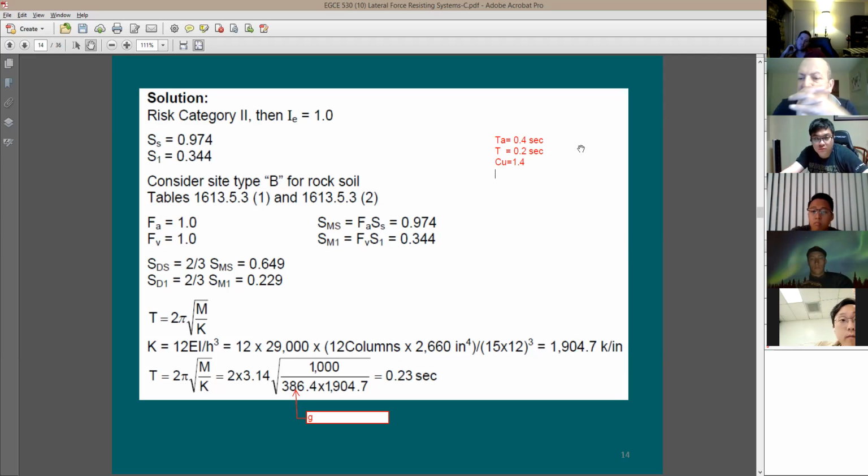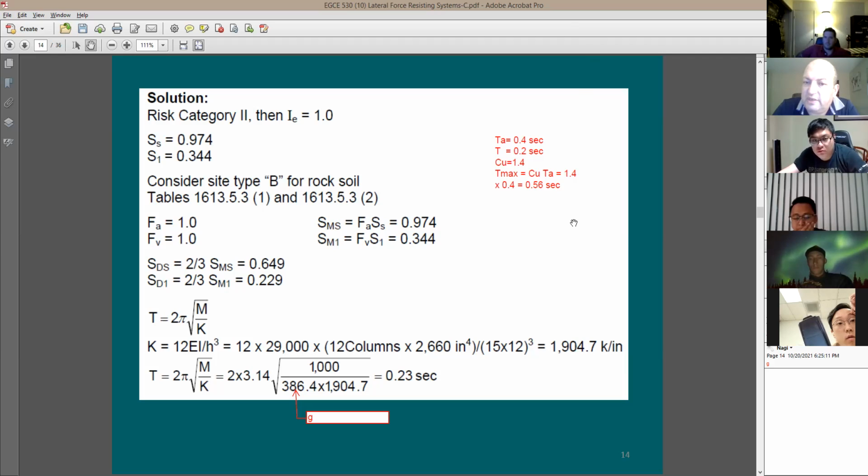What natural period do you guys want to use in your code equations? 0.4? Is going to be 0.2? Yeah, because the T max will be much larger. Let's find out T max. T max is going to be C sub U times TA, which is 1.4 times 0.4. How much is that? Can someone help me? 0.56 seconds. This is going to be the max.